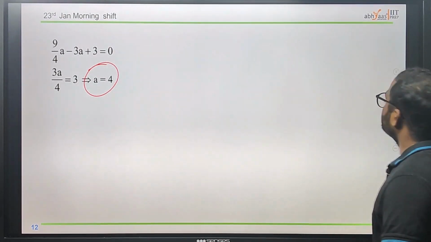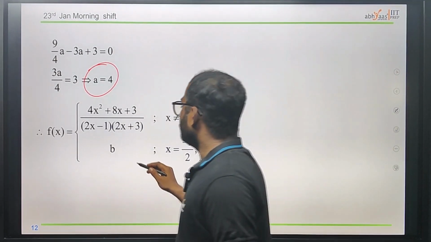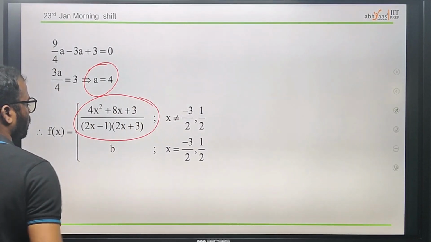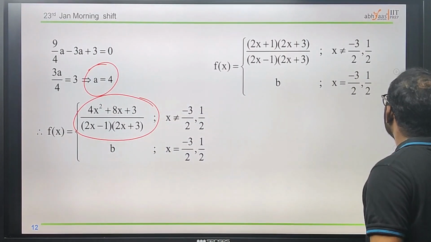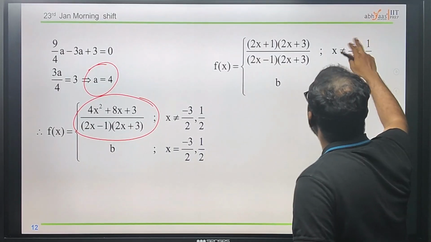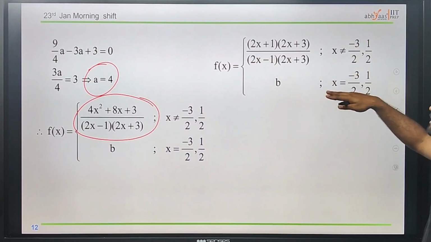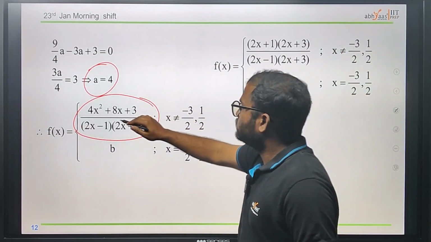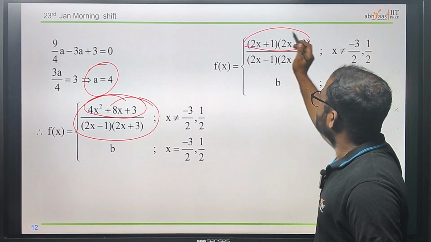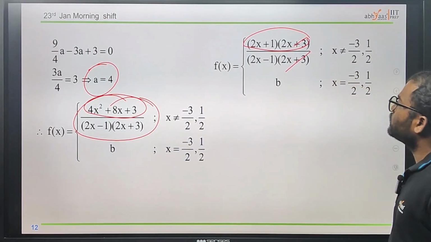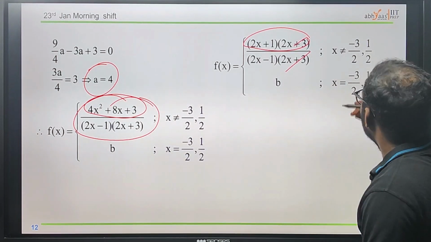Now, we got the a value, which means that we got the left one. We need to find the b value. For that, in the question itself they have already given minus 3 by 2 and 1 by 2. You can easily check that one. Since we can easily factorize that, we can make it look like that. Just cancel those things. We get 2x plus 3 divided by 2x minus 1 as that one.